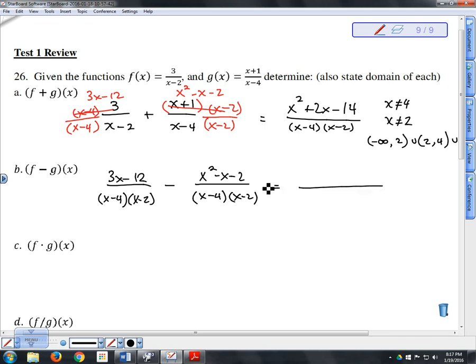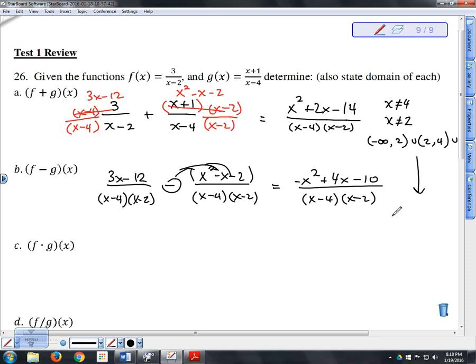Now collecting the like terms, remember this minus sign has to distribute to the numerator there, so we're going to have negative x squared. This minus x is really a plus x now because a negative times a negative is a positive, so we have an x plus 3x, which is 4x, and a negative times negative 2 is a positive 2, so negative 12 plus 2 is negative 10, and it's the same domain. X cannot be 4, x cannot be 2.